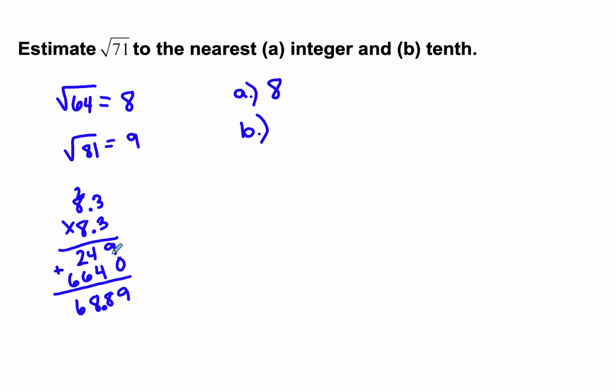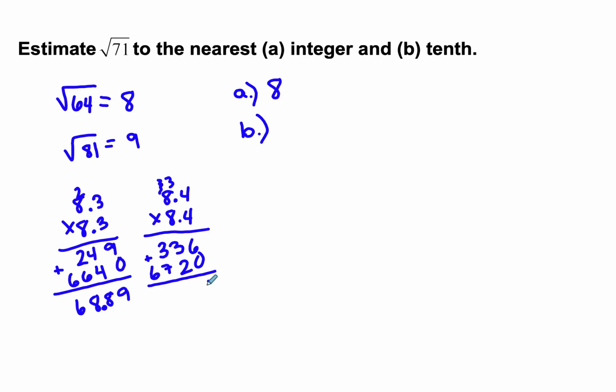Okay, that's pretty close to 71, but it's not the closest that we can do. So let's try 8 and 4/10 now. 4 times 4 is 16. 4 times 8 is 32, plus 1 is 33. Cross that out, placeholder 0. 8 times 4 is 32. 8 times 8 is 64, plus 3 is 67.